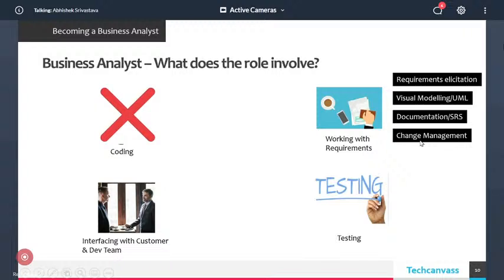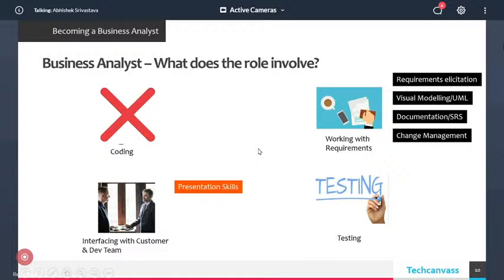Then you also need to know how to manage changes in the requirements, because as you know, changes are quite common these days. In every software project, a lot of changes happen. So how do you manage that? These are the four things which are required as far as working with requirements.